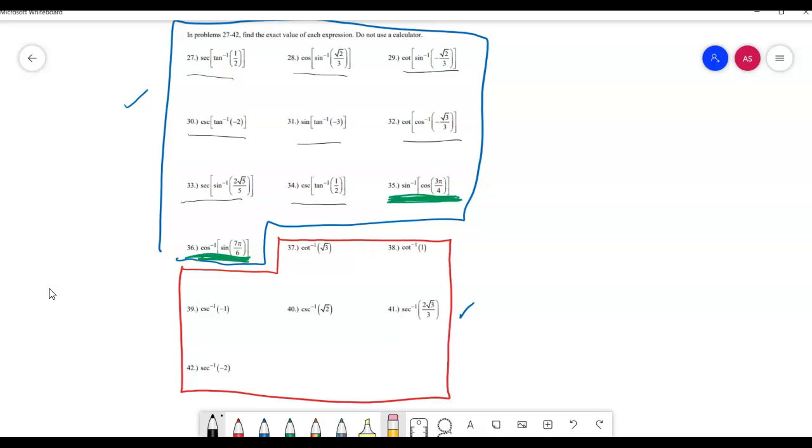And then I'll work a cotangent problem. I'll work a cosecant problem, cosecant inverse. And I'll work a secant problem. This one looks like the one we did in class, so let me do this one. Okay, and I'll post the solutions. So just know 27 through 34, exact same process. 35, 36, same process. 37 and 38, same function. 39 and 40, same function. So your way of thinking about these two problems is the same. And then 41 through 42.